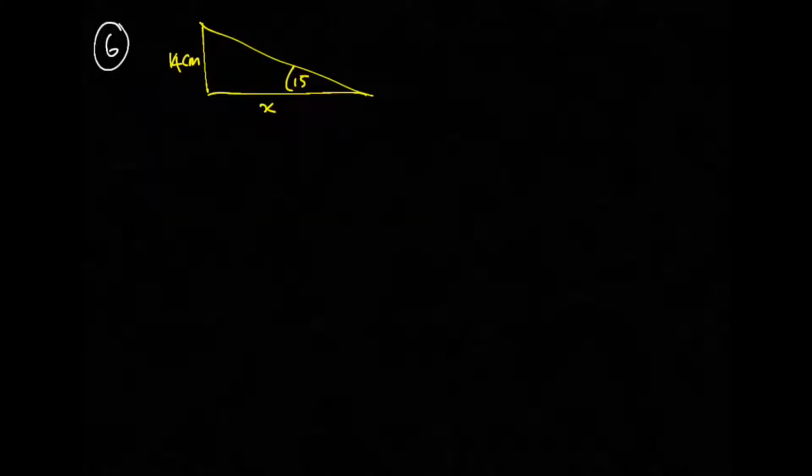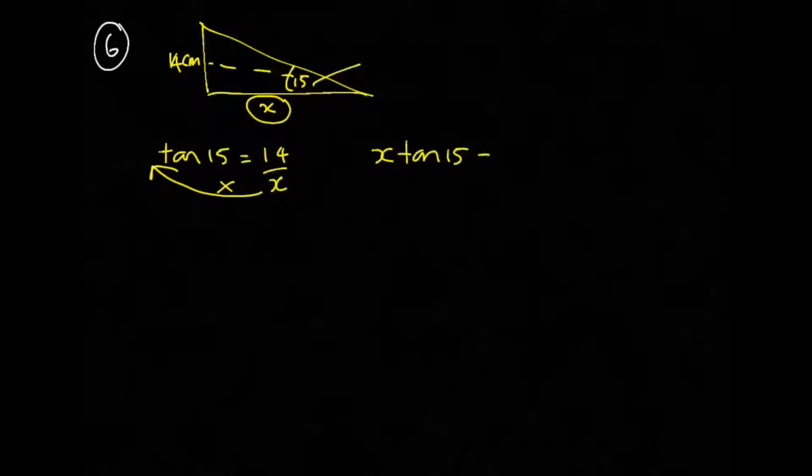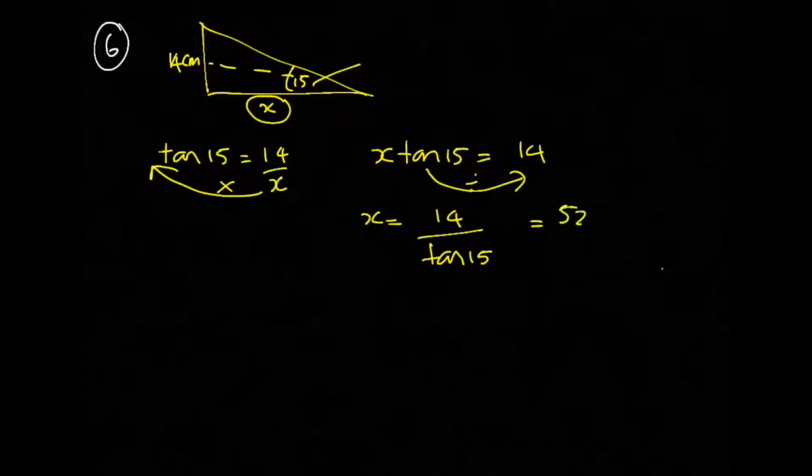Okay, find x. Now straight away we can see we've got an angle, and we know the opposite to the angle, and we need to find the adjacent. So that's a tan problem. So tan 15 is equal to 14 on x. Now we want to get x up the top, so we bring it across to multiply. So x tan 15 is equal to 14. Now bring the tan 15 over to divide. So x equals 14 on tan 15. And that equals 52.25 centimetres.